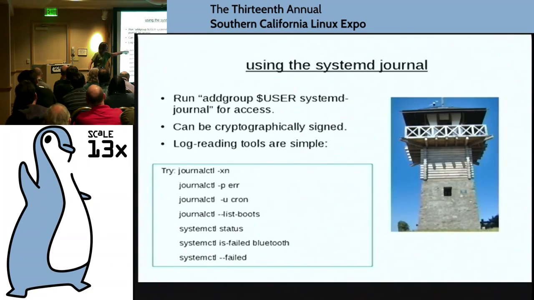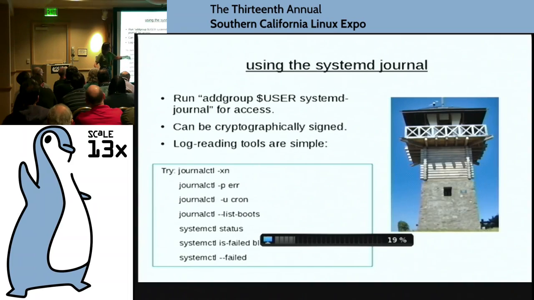journalctl -xn shows the last 10 entries. X means extended, so you look at a catalog of descriptions of the services. This is meant to be user readable. journalctl goes out through a pager by default. If you just want to print the errors, this command will do it.